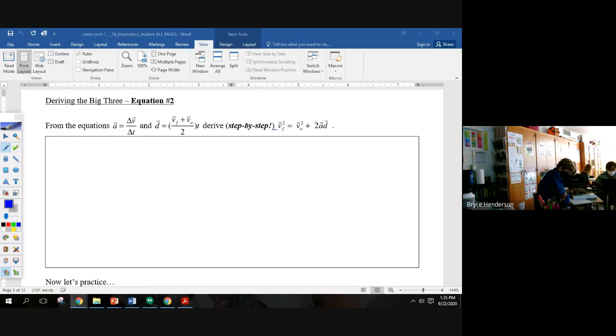All right, we're going to move on from binder check now. If you're still working, you can circle back to it in the last 5 minutes. Here's the plan. We're going to derive equation 2. Then we're going to take a brain break, and then look at your reading quiz from yesterday. Then we'll go back and do equation 3.